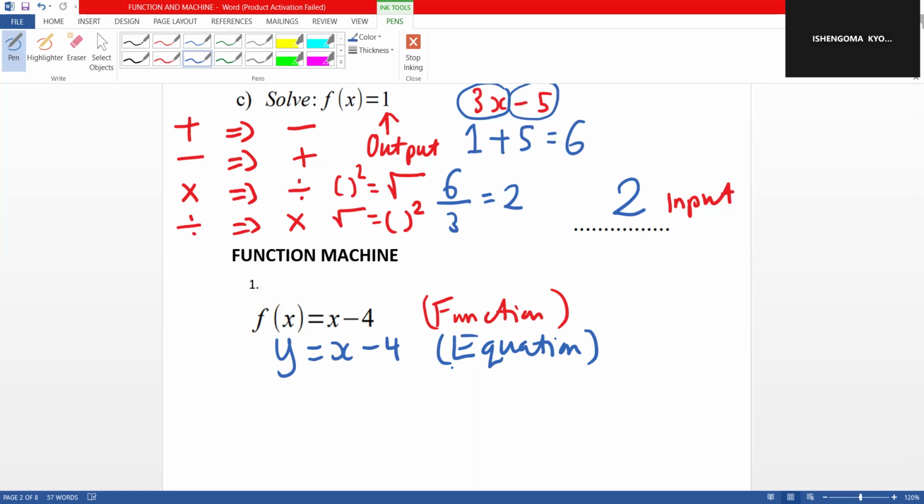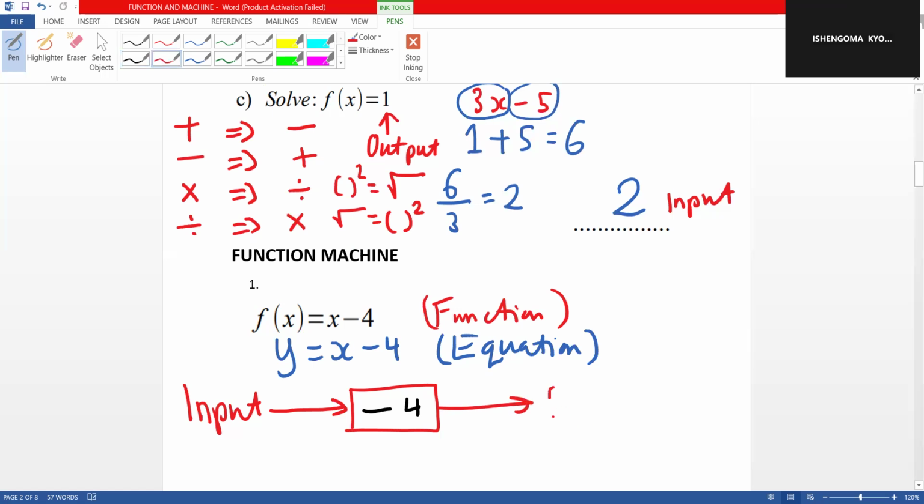Now, the machine is drawn as follows. First, indicate the input. After indicating the input, draw an arrow. Then look at your function. What act do you do? The act we do is subtract 4. Then after subtracting 4, we shall get our output. So this is what we call a function machine.